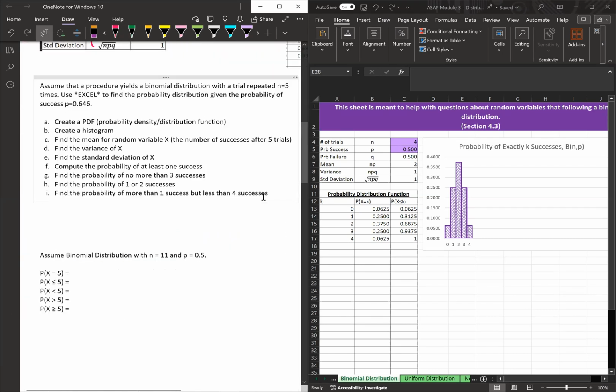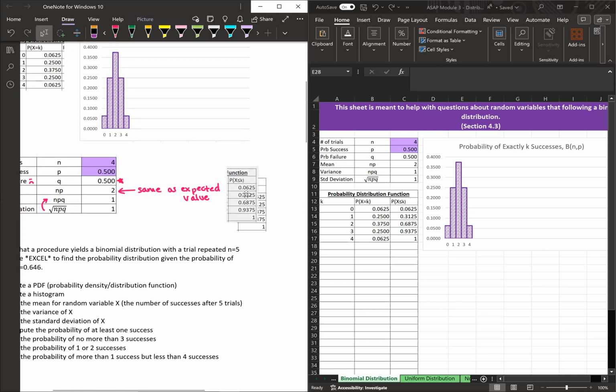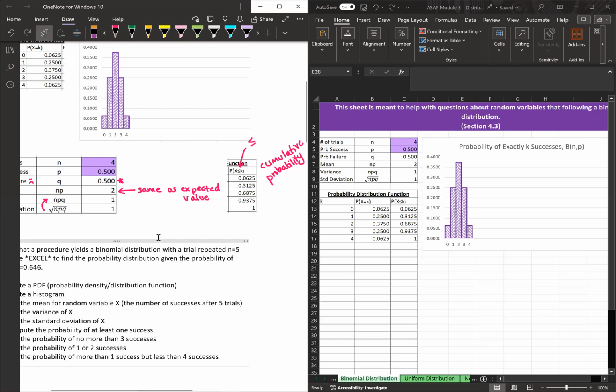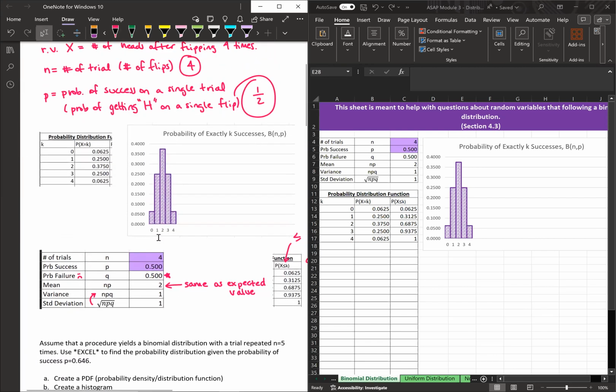And the third column, if I could move things around, is actually the cumulative probability. And notice there is the symbol less than or equal to there. We will do an example where we use that third column. But for right now, I just wanted to show you the outputs when we use Excel.